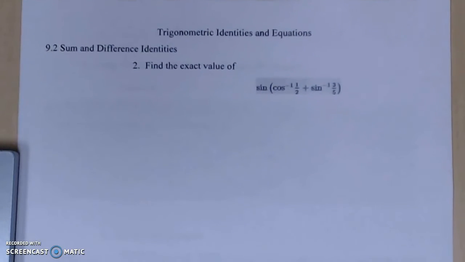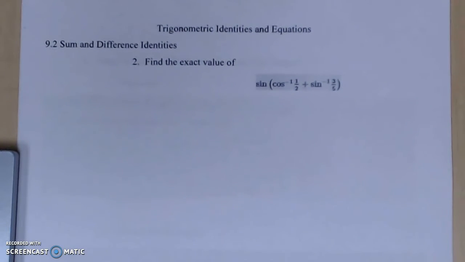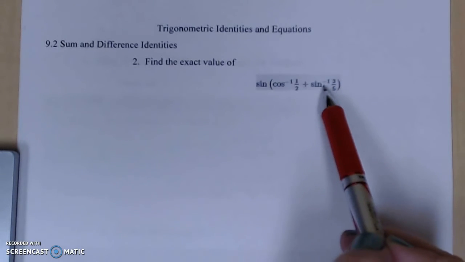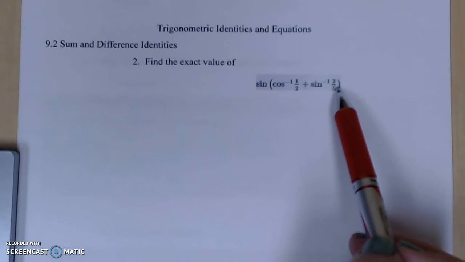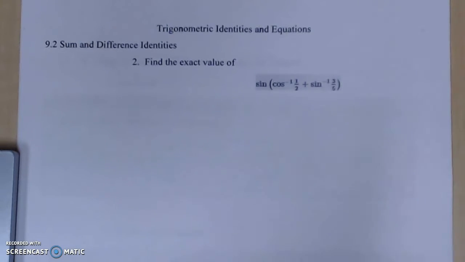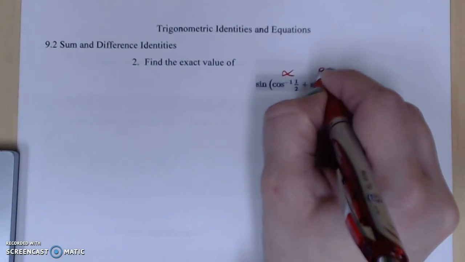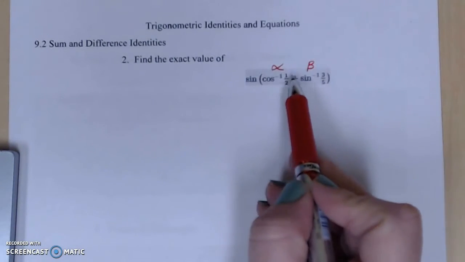Now in this next example, we need a little bit more room to get us going. You can see that this is arc functions in here, and based from chapter 8, we know about arc functions. We know that arc cosine of 1/2 means the ratio is 1/2 of a given angle, and arc sine of 3/5, this is the ratio, which is referring to an angle. And so what I want to do is turn this into my alpha and my beta. So I'm going to let this be alpha and this be beta, so I have sine of alpha plus beta.